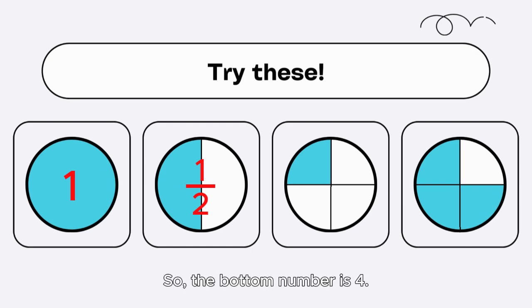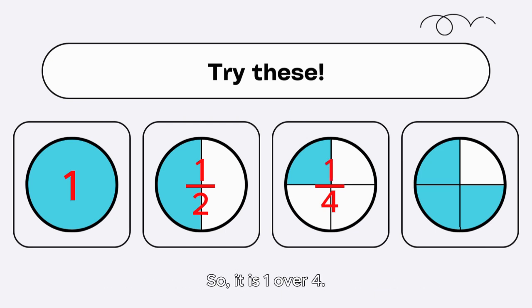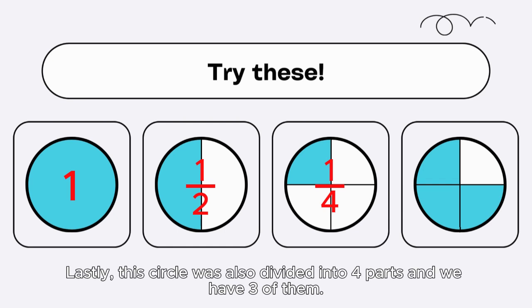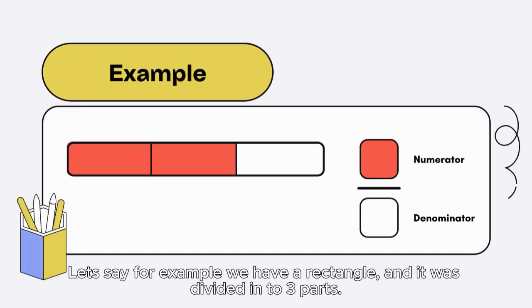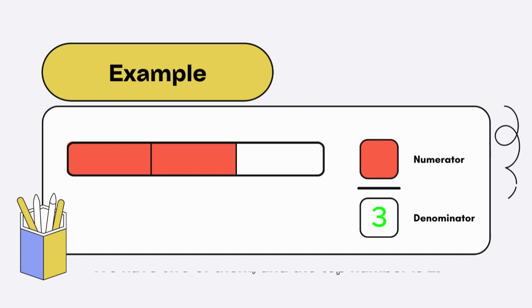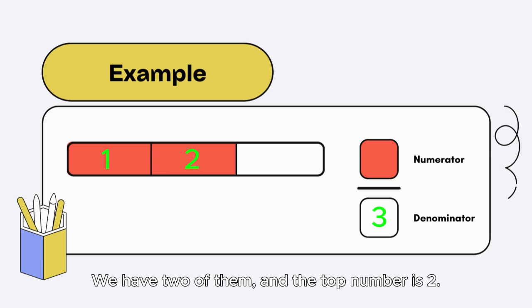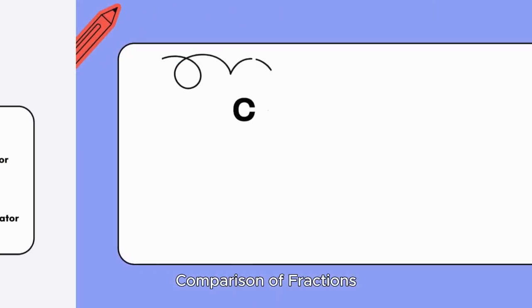This circle was divided into 4 parts, so the bottom number is 4. We have one of them, and the top number is 1. So it is 1 over 4. Lastly, this circle was also divided into 4 parts, and we have 3 of them. So it is 3 over 4. Let's say, for example, we have a rectangle, and it was divided into 3 parts. So the bottom number is 3. We have 2 of them, and the top number is 2. So it is 2 over 3.